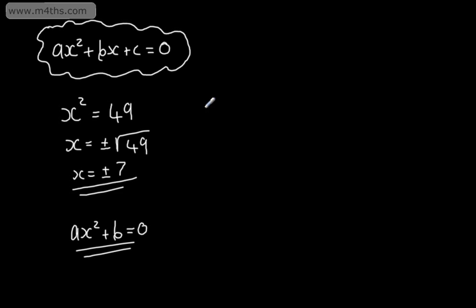Let's now look at the next sort, and I'll give an example of this. x squared plus 2x is equal to 0. What we do here is look at the terms and see that we can factor these two terms. The common factor here is x, so we take x out. That's going to leave me x times x plus 2 is equal to 0.